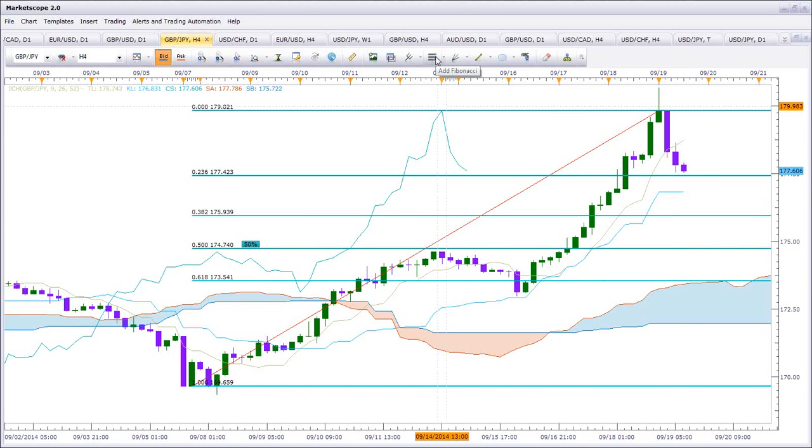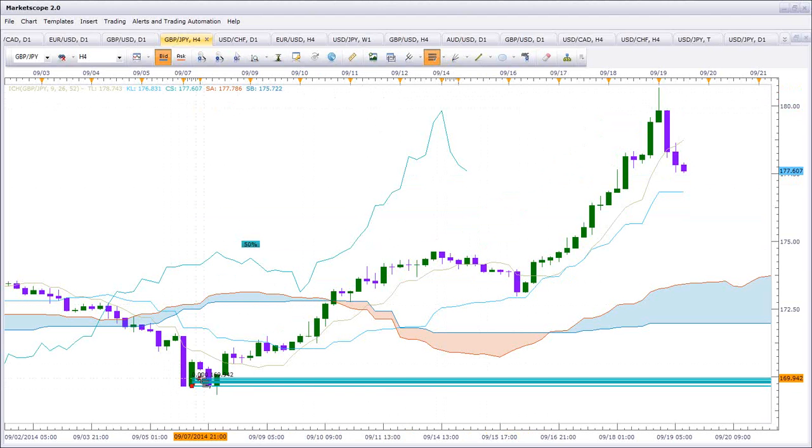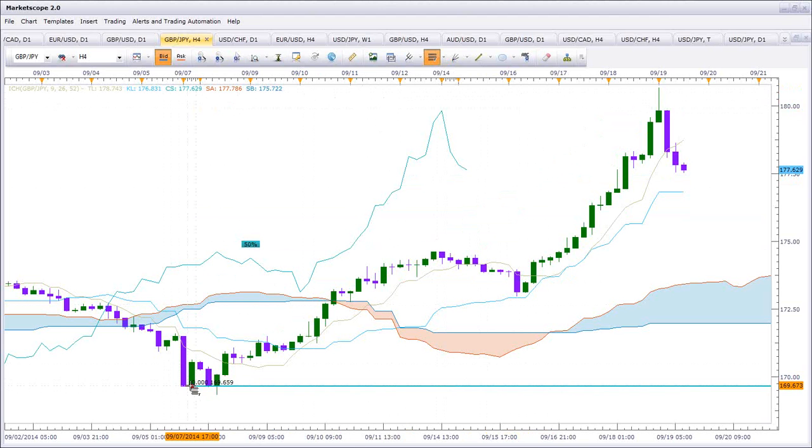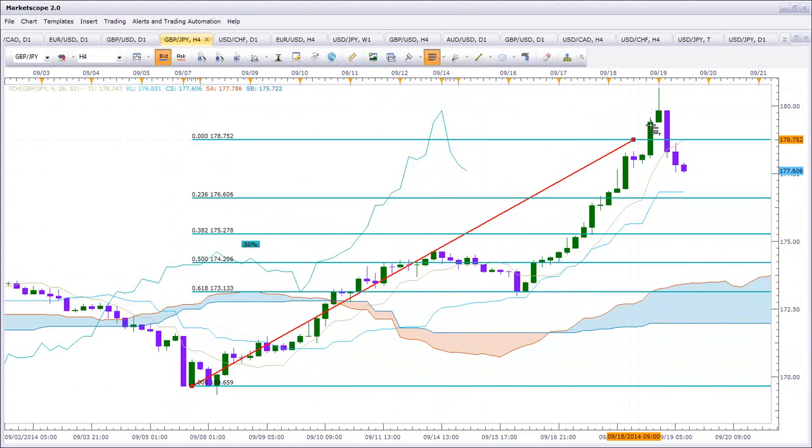Let me draw it again. I'm going to erase it and draw it one more time for you to see how exactly I drew it. So different platforms offer different ways of drawing it, but the basic theme is this. You place your mouse at the bottom of your chart and you drag it. You drag it all the way to the top.